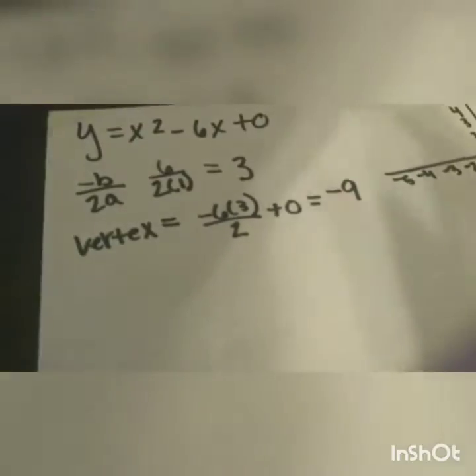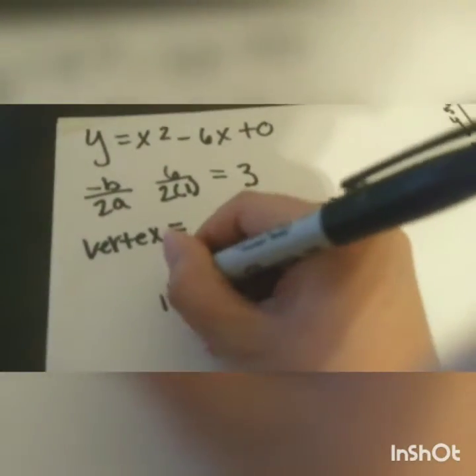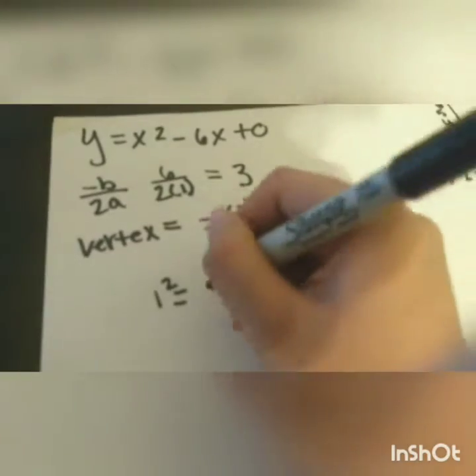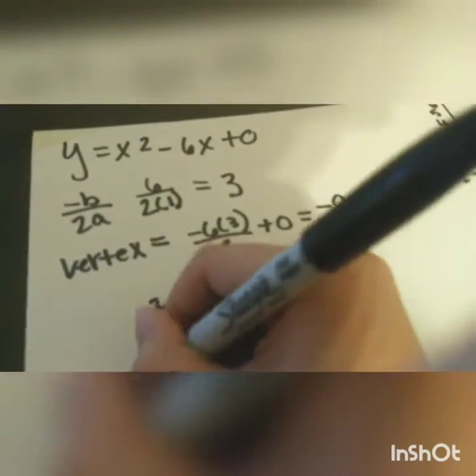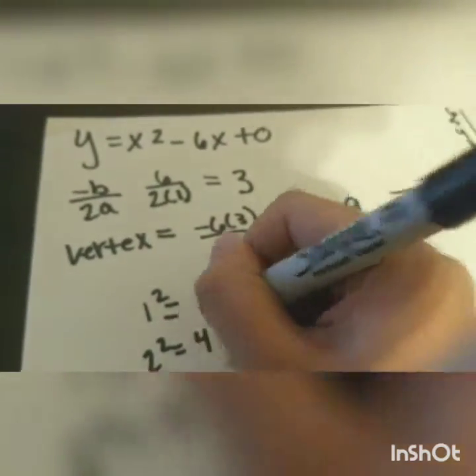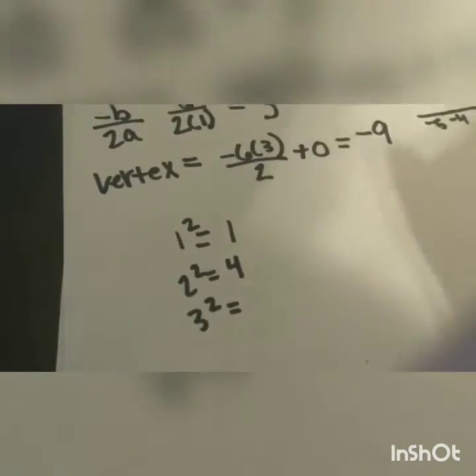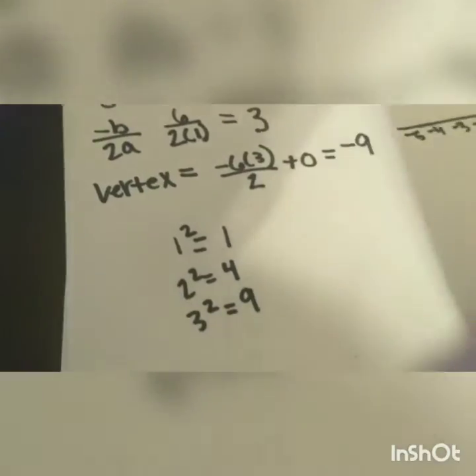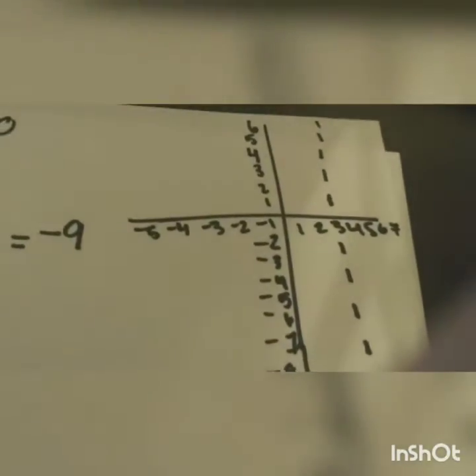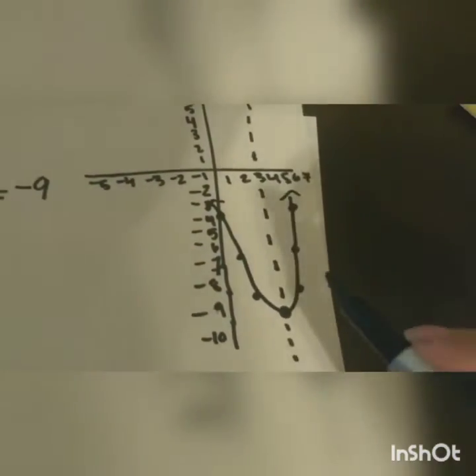So I'm going to use 1 squared, and that's going to be equal to 1, and then 2 squared is 4, then 3 squared is 9. So let me go ahead and plot those points. So there's our finished parabola, and that's what it should look like.